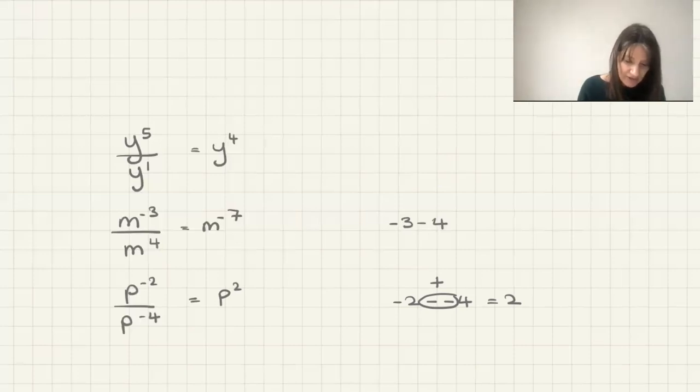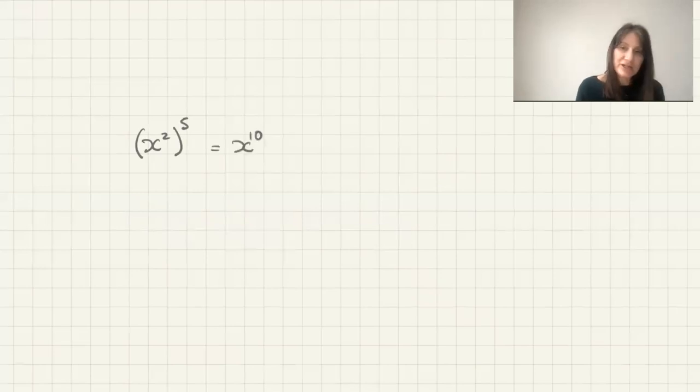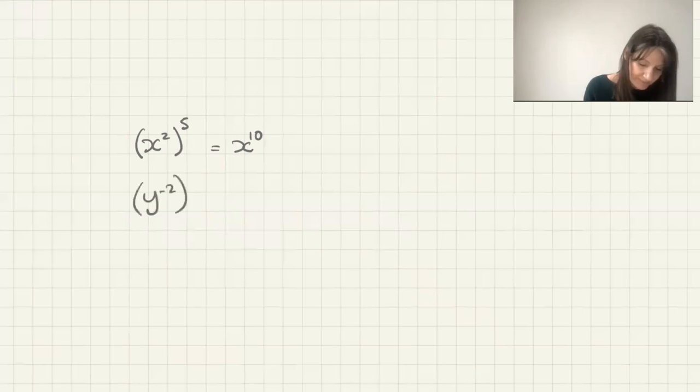Okay, let's look at the third rule. I think you're getting the idea now. So first of all, can you remember it without looking at your notes? There we go. And the answer is x to the 10. A power to a power, we multiply those indices. Okay, let's have a go at this one. Press play when you're ready.